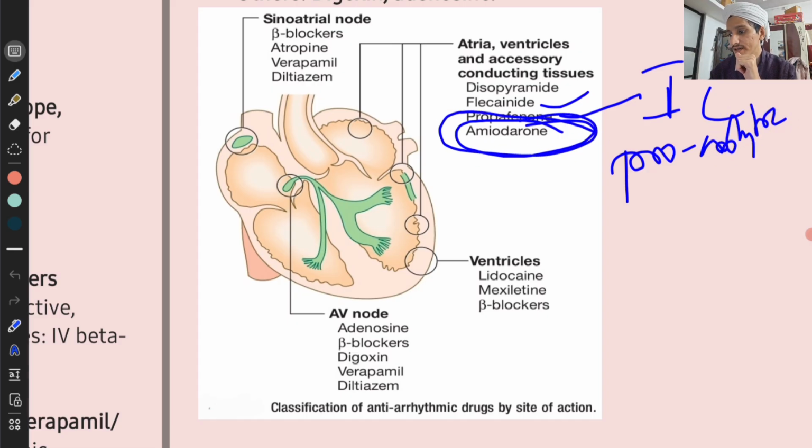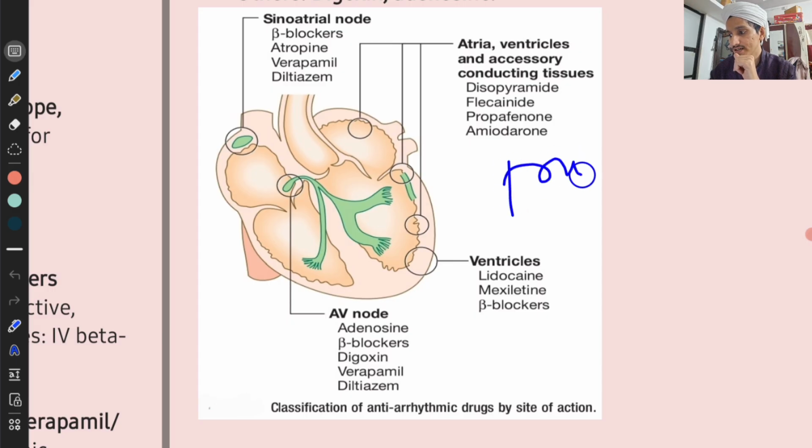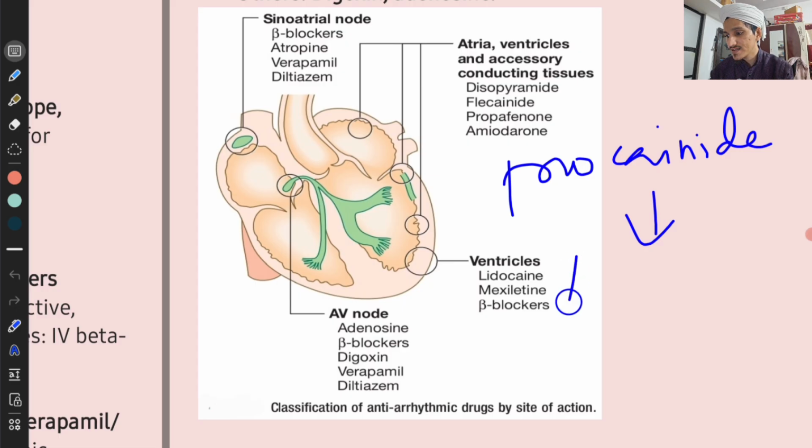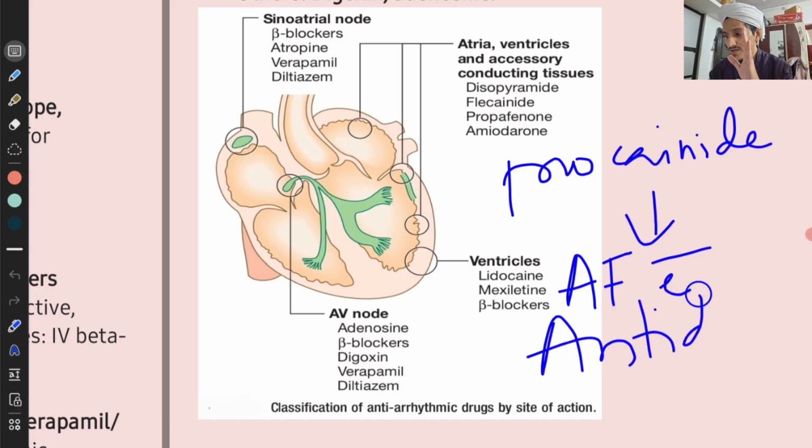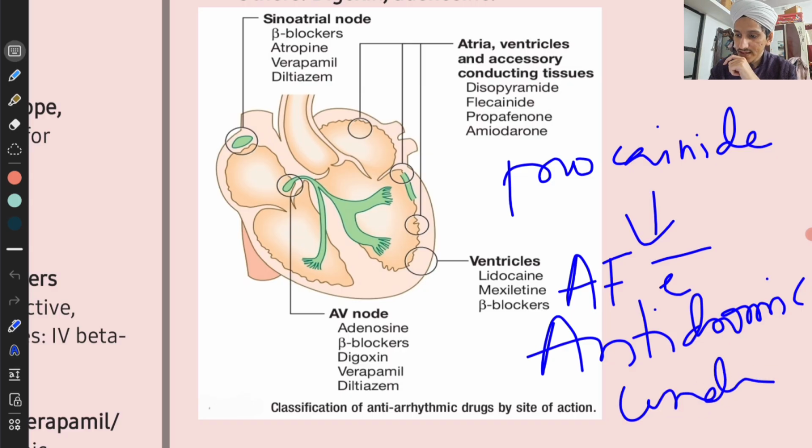But one more drug you should remember is procainamide, which acts on the accessory pathway also. This is the drug of choice for AF with accessory pathway, AF with antidromic conduction. What is AF with antidromic conduction? Here will be the accessory pathway and there will be many circuits in the atria in atrial fibrillation which are firing. So instead of taking this path, they will take this fast path.